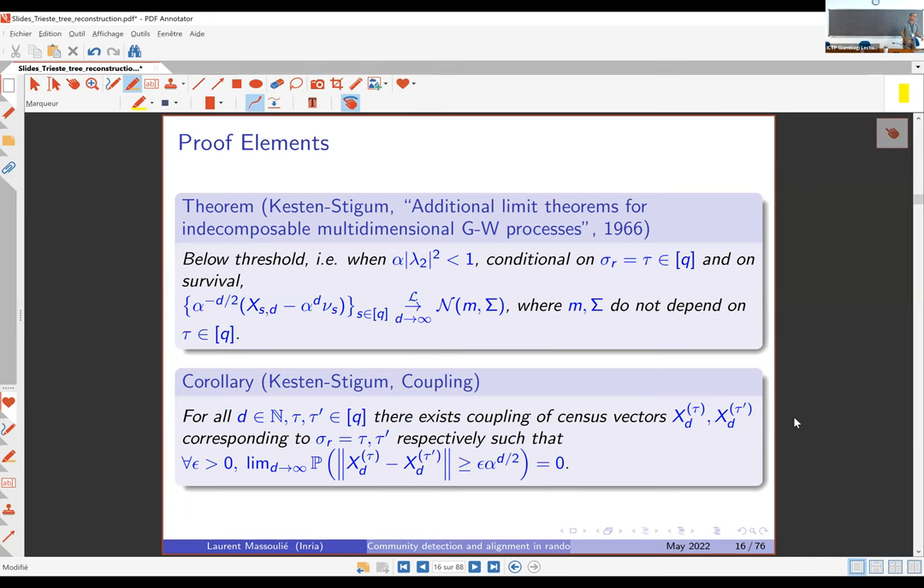So they looked at deviations from this law of large numbers behavior. So they looked at what happens when you take your census vector, subtract the thing predicted by this law of large numbers, and then you scale down by some variance, or rather standard deviation, parameter. And in that case, that turns out to be alpha to the minus d over 2 at generation d, okay?